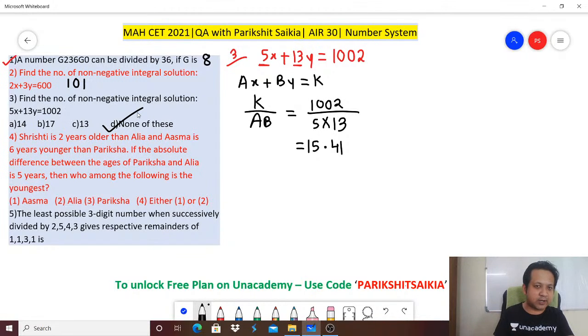Just remember the shortcut. If one of them is a multiple of K, the answer is K divided by AB plus 1. If none of them is a multiple of K, the answer is K divided by AB. As I keep saying every time, 150 minutes, 200 questions. So a lot of shortcuts are important and required to do well in the Maharashtra CET. Let's go to the next question.